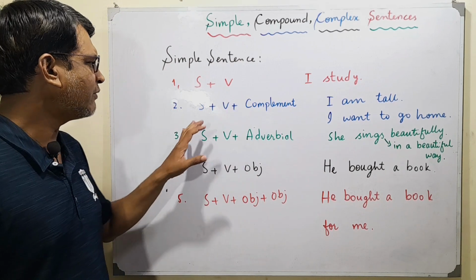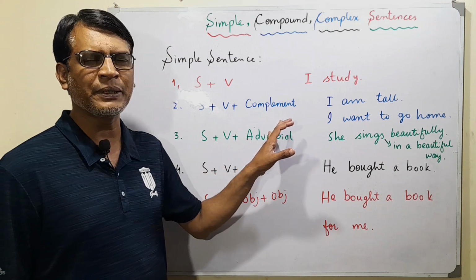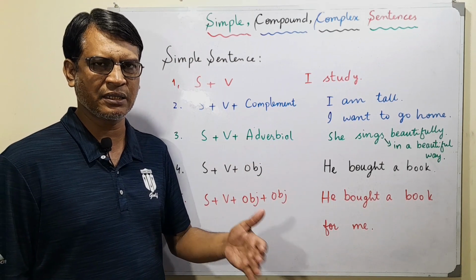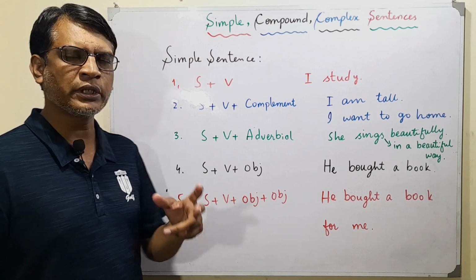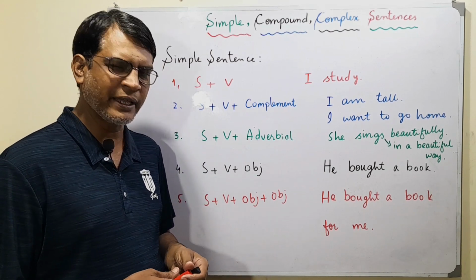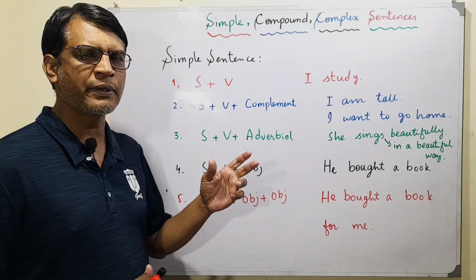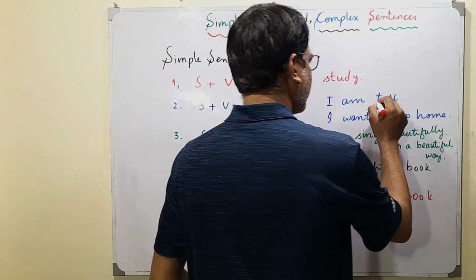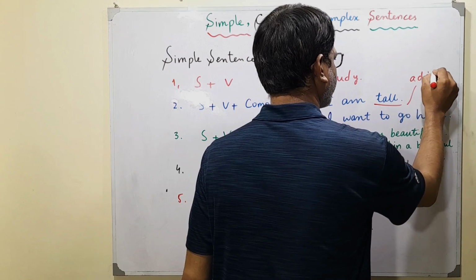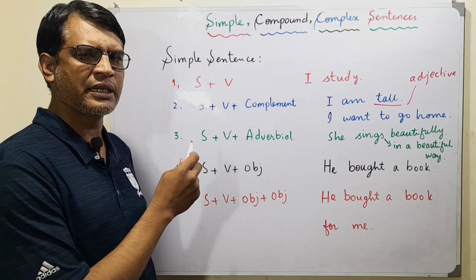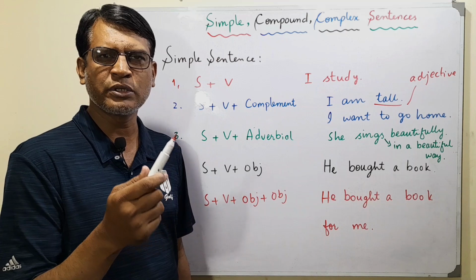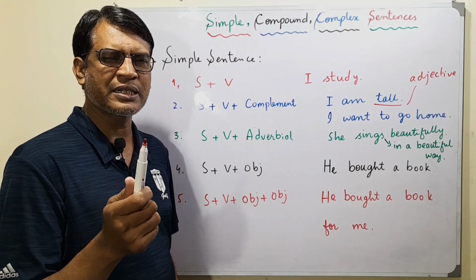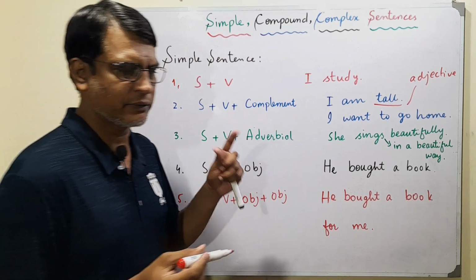Okay, then we have subject, verb, and complement. Complement is actually completing the sentence, in simple terms. So there are two ways in which we can make a subject verb complement sentence, like I am tall and I want to go home. Tall is an adjective. You can make a sentence with a complement by using an adjective: subject, verb, and complement, I am tall. So to make a sentence with a complement, you need an adjective.